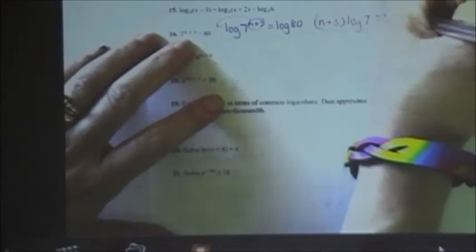All right, number 16. Whenever I see a problem like number 16, my initial thought is going to be try to get like bases. But there is no way to rewrite 80 with a base of 7. So the only thing I can do is write log on both sides. So I've got log, and I'm going to use common log. Log of 7 to the n plus 3 equals log of 80. Now the whole point in doing that is so that I can take what's written in the exponent and move it to the front. So I'm going to have n plus 3 times log 7 equals log 80.